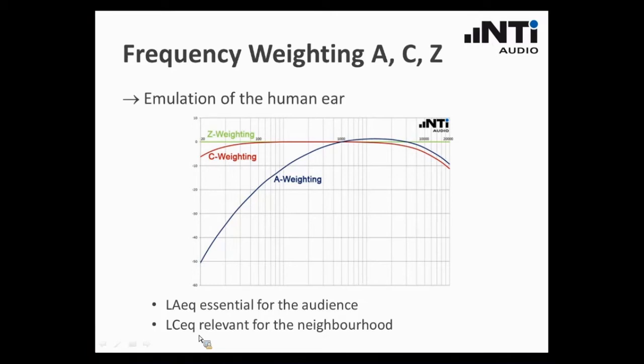And that is the reason why a couple of countries have just recently changed their standards for noise monitoring from A weighting not to C weighting, but to both of them. So they say A weighting for the directly affected people and C weighting for the neighborhood. Both measurement values are relevant for the overall situation.